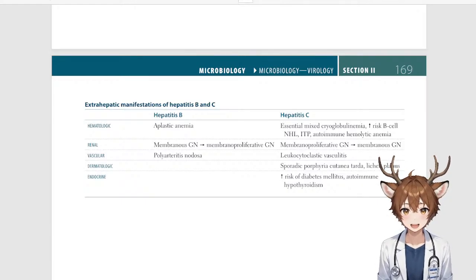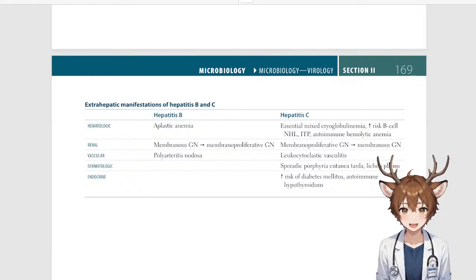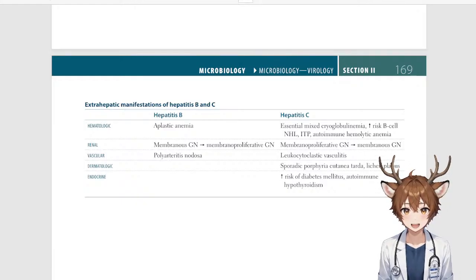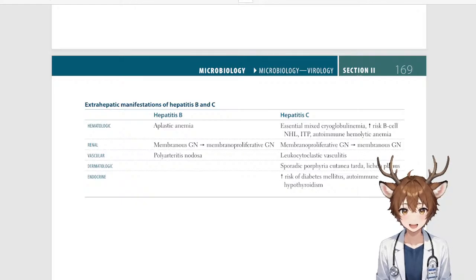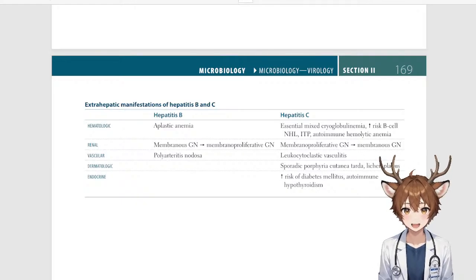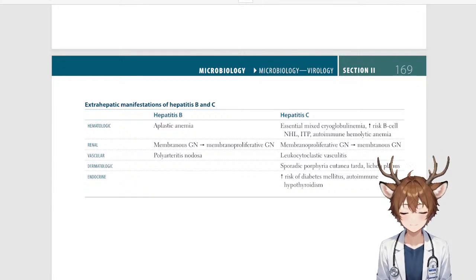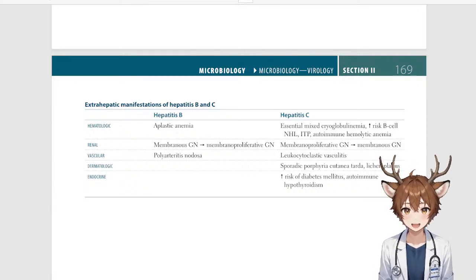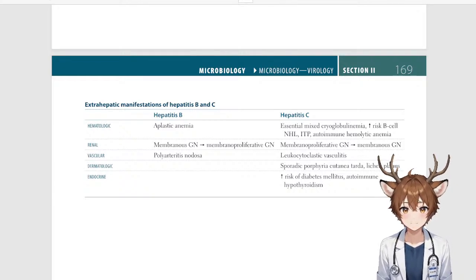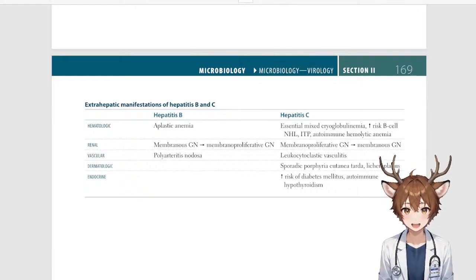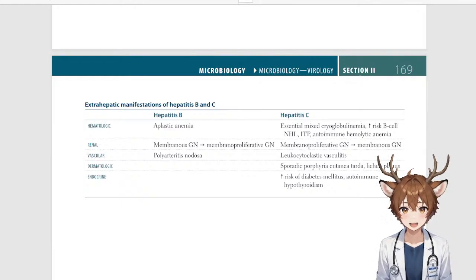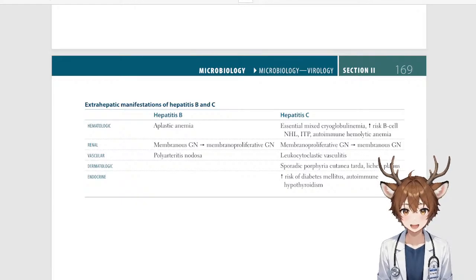So back to hepatitis C: essential mixed cryoglobulinemia, elevated risk for B-cell non-Hodgkin lymphoma, ITP, which, to make sure I'm not saying this incorrectly, is that immune thrombocytic purpura? It is immune thrombocytopenic purpura. Okay. And autoimmune hemolytic anemia. So Hep C can cause all those issues. ITP, NHL, hemolytic anemia, cryoglobulinemia.